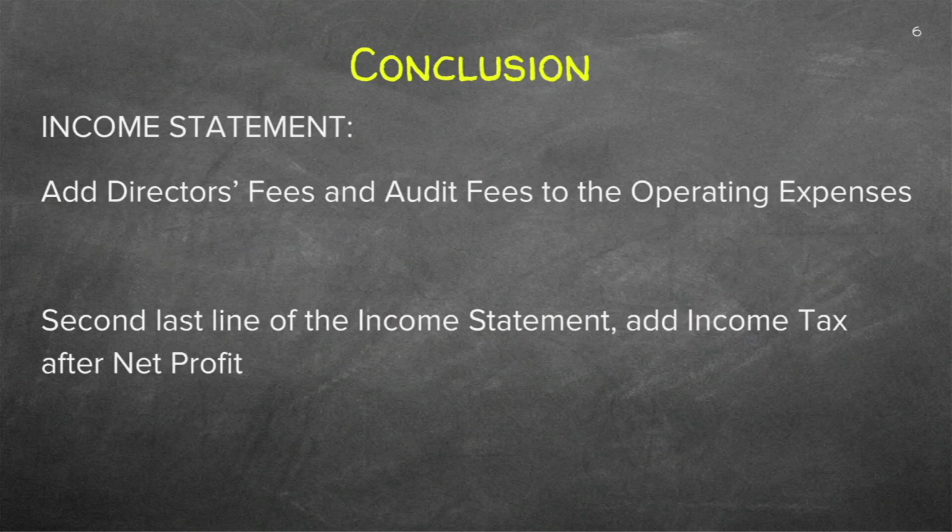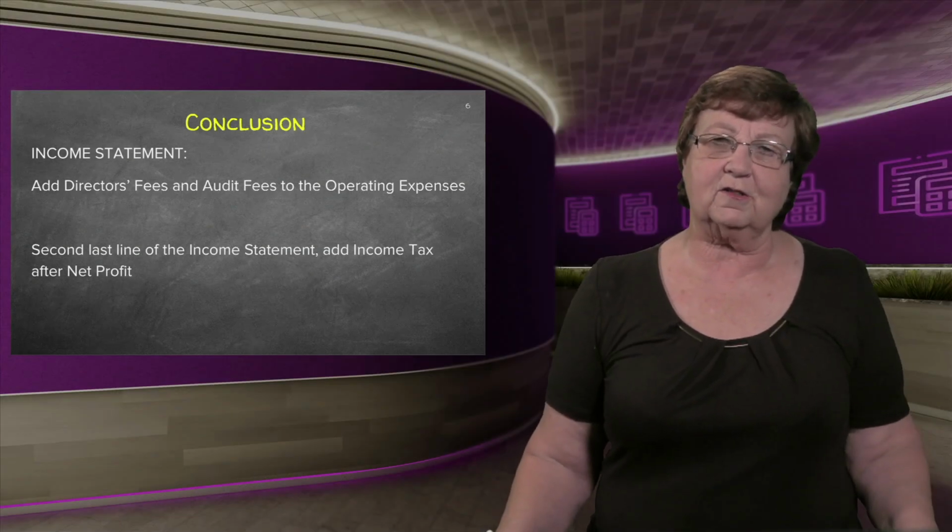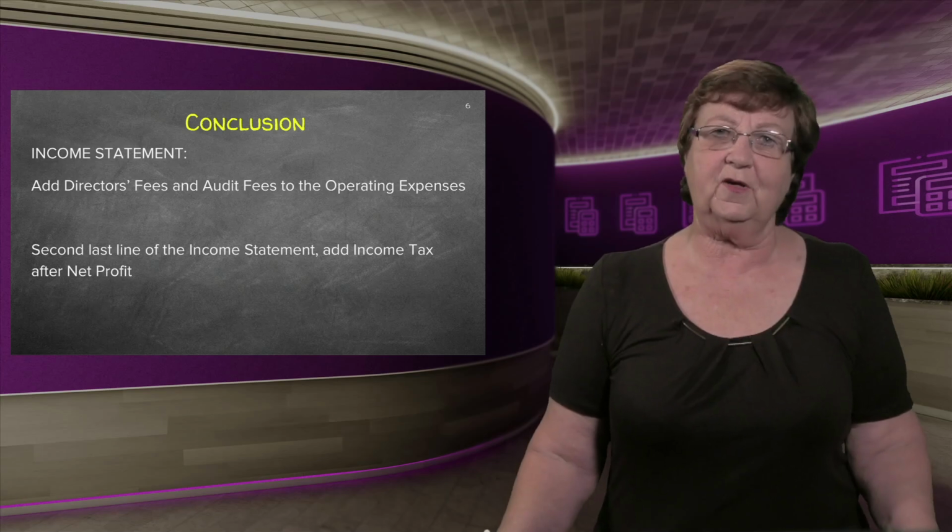So a simple lesson today. We need to add 2 amounts to the operating expenses, namely my director's fees and my audit fees. And then the next thing that we need to add to the basic format of an income statement is the second last line, which becomes income tax. And then just remember that little hint if they ask you to calculate the amount of income tax from the net profit.